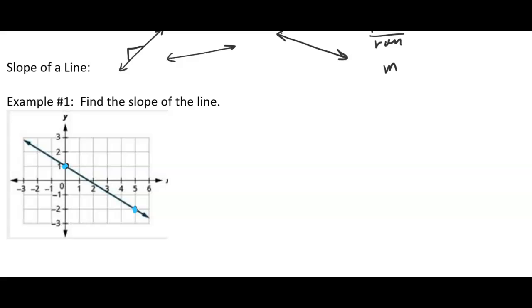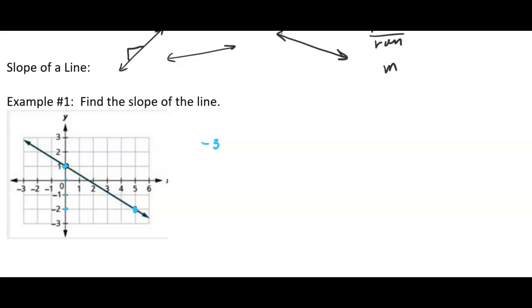We'll do the rise first. It doesn't really matter which point. In fact, maybe I'll do it twice. Let's say I start with the point (0, 1). I'm not going to rise, I'm going to go down, and I'm trying to get to that other point that I know. So I'm going down 1, 2, 3. It would be a down, so -3.